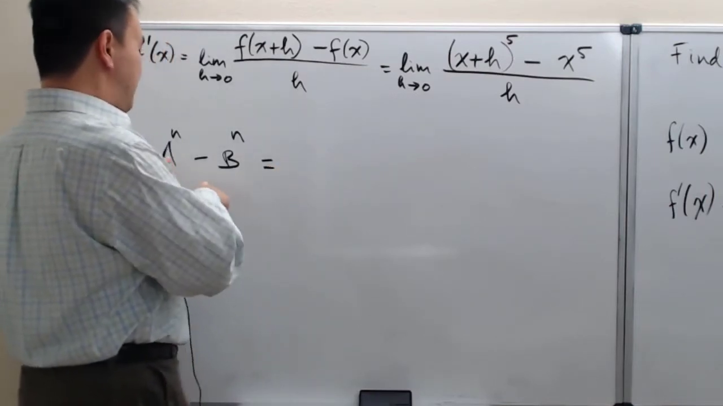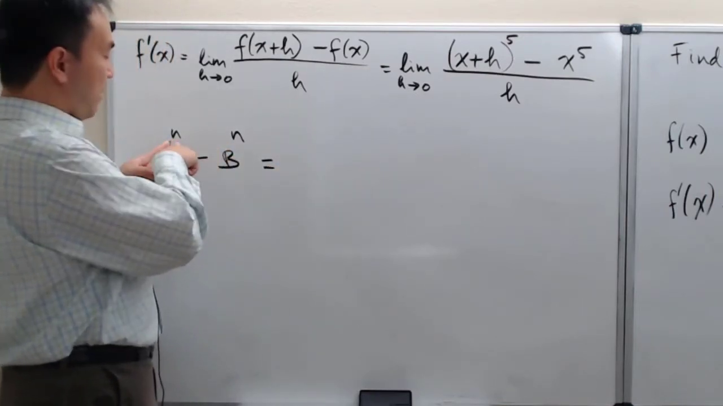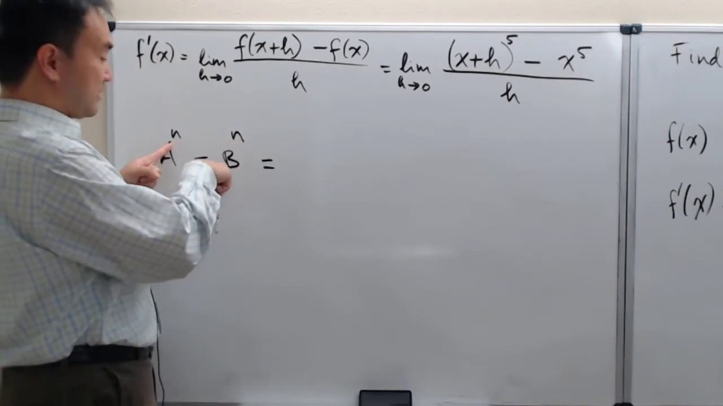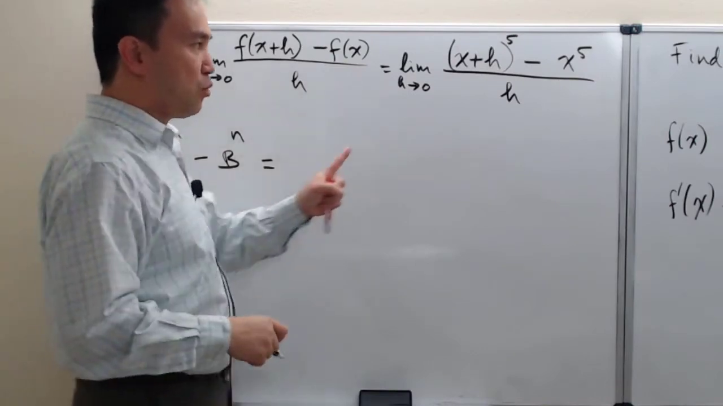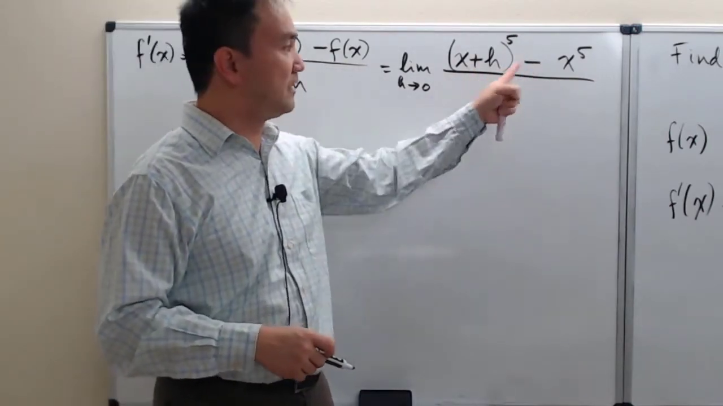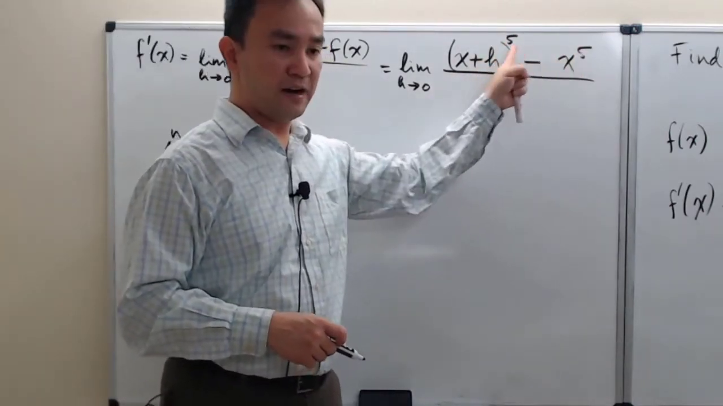So generally speaking, for any power n right here, you can apply that to squares, which gives you the difference of 2 squares, cubes, the difference of 2 cubes, or 5th power, 4th power. What we have here is a difference of 2 powers, power 5 right here.